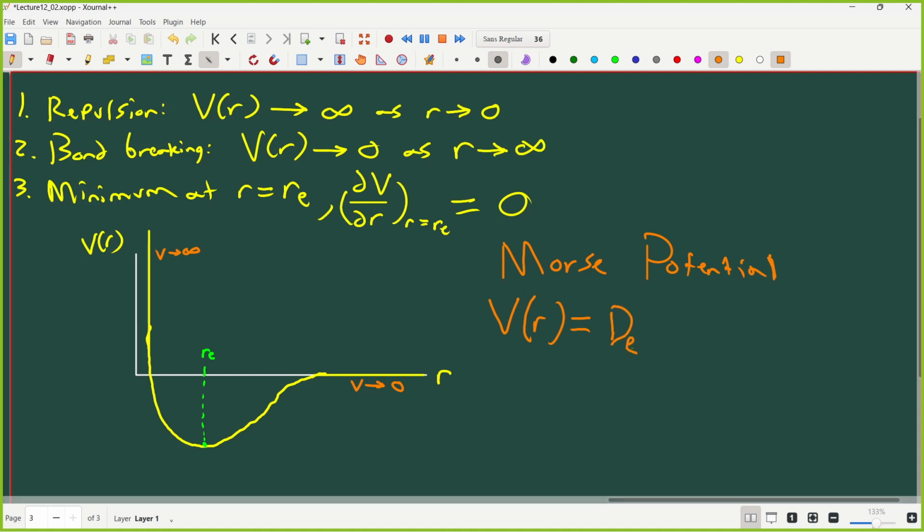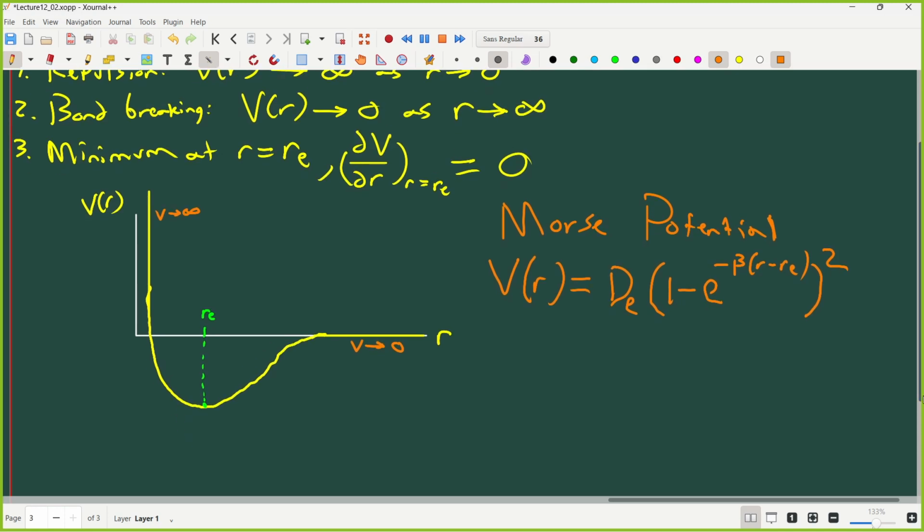The first constant is this D sub e. It's a number, and it's 1 minus e to the minus beta (r minus r_e), and this whole thing is squared. Like this. A very, very simple formula. As you can see, there are a few constants in here that we have to define: this beta, this D sub e. We have an r, which is just your parameter. R sub e is the minimum on your length scale.